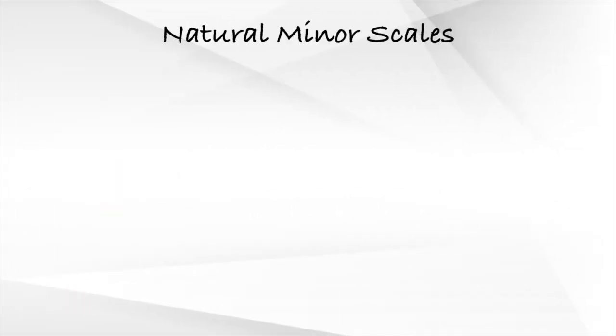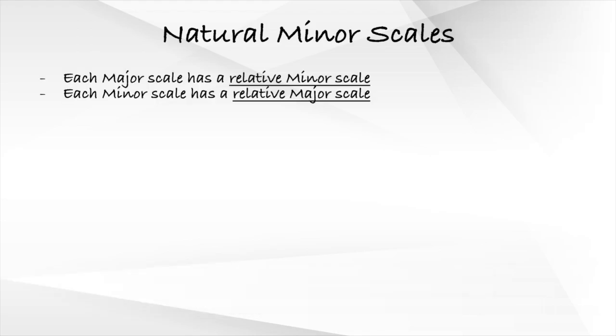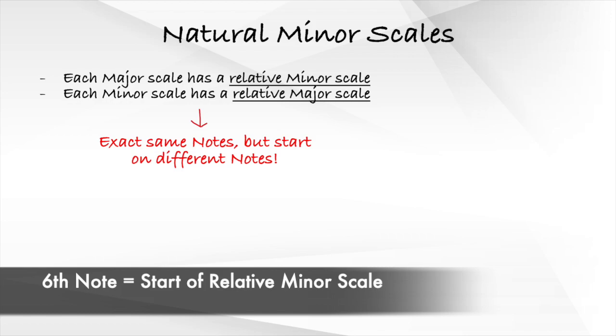For now, let's move on to the minor scale. Here we have 2 types of minor scales, the natural minor scale and the harmonic minor scale. Let's start with the natural minor scale first. Traditionally, we learn that each major scale has a relative minor scale. This just means that the major scale and its relative minor scale have the exact same notes but start on different notes. To get the relative minor scale from a major scale, we take the 6th note of the major scale, which is 3 semitones below the first note.